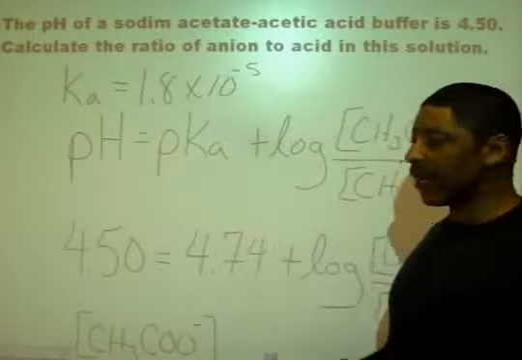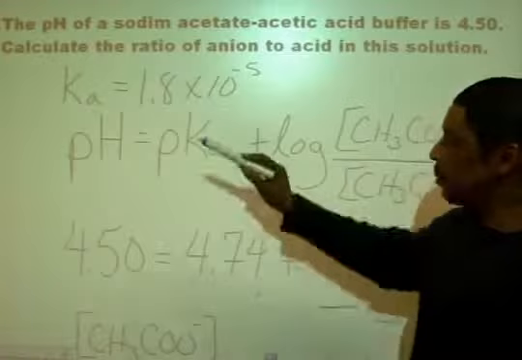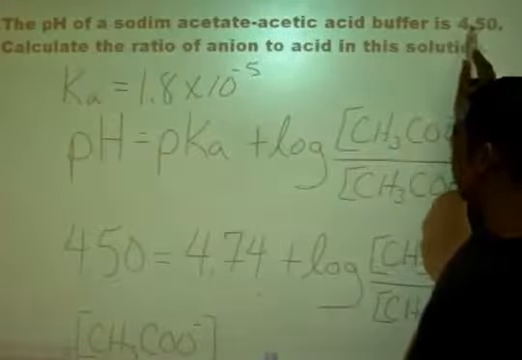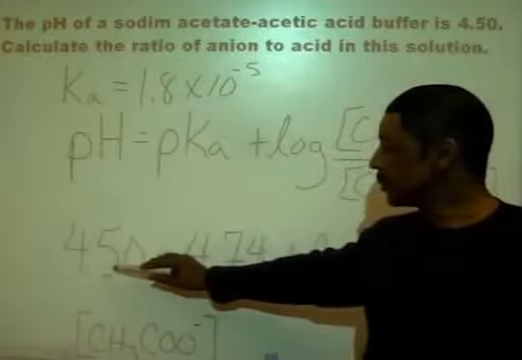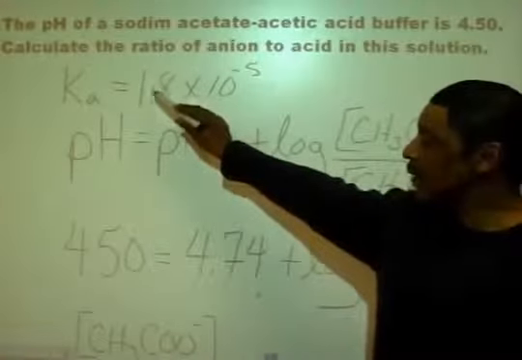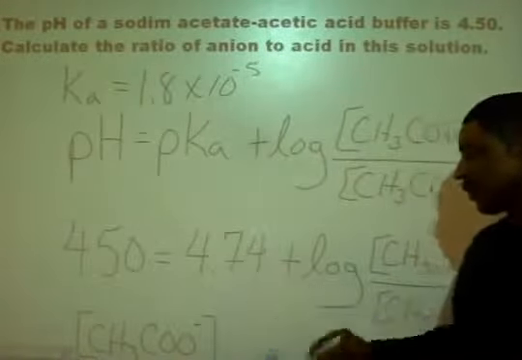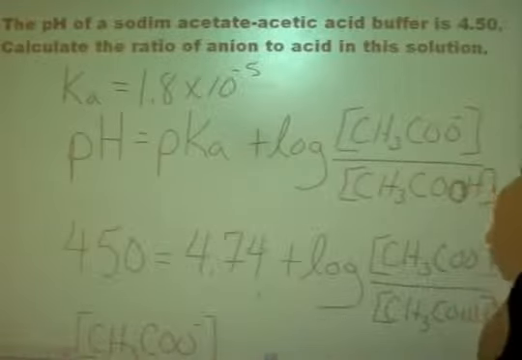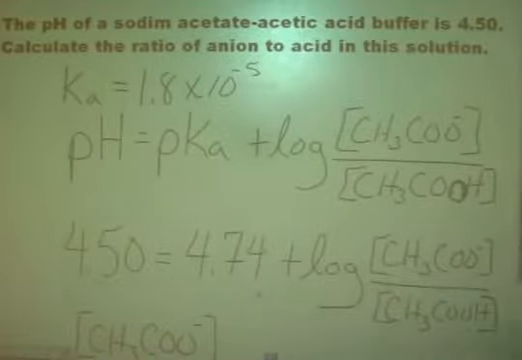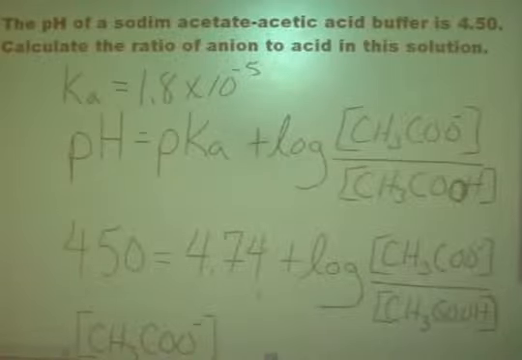Going to our Henderson-Hasselbalch equation, the pH is given at 4.50. The negative log of 1.8 times 10 to the minus 5 is 4.74. And of course, we add that to the log of our anion concentration over our acid concentration.